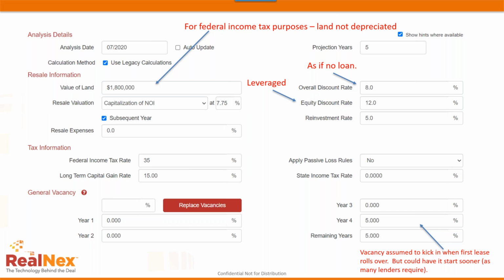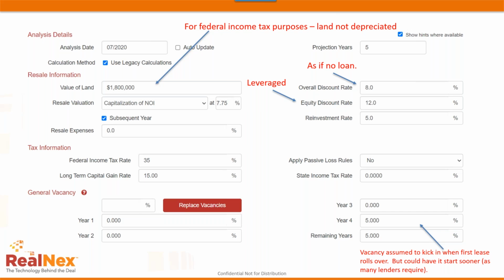Then we have our federal income tax rate. We've got our capital gains tax rate. The depreciation will automatically take into consideration that something called depreciation recapture is taxed at a higher rate. I won't get bogged down into the details of that for now, but the program automatically takes into consideration the recapture tax rate.